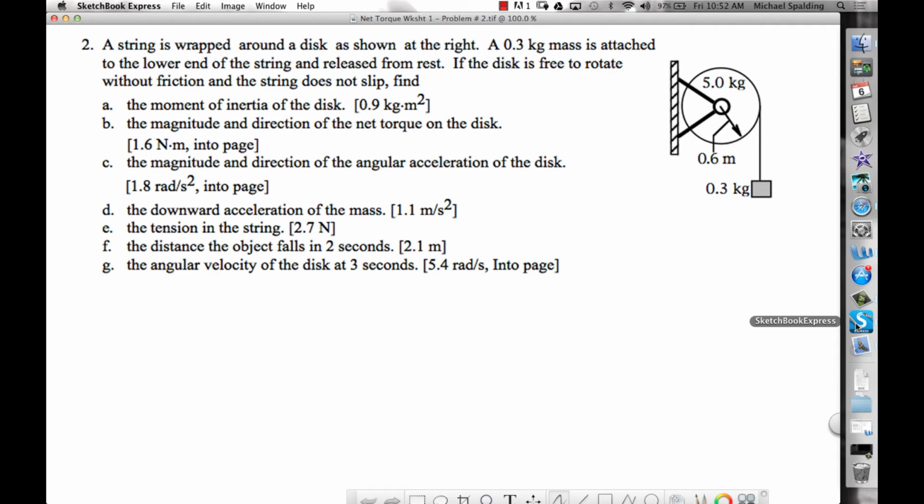All right, this is number 2 off the net torque worksheet. So we got a string wrapped around this pulley. This mass here is 0.3 kilograms. Oh, I got to turn the screen on. Okay, there we go.